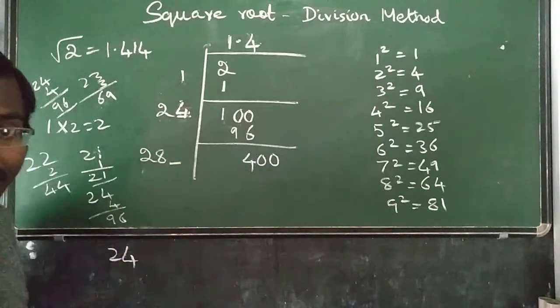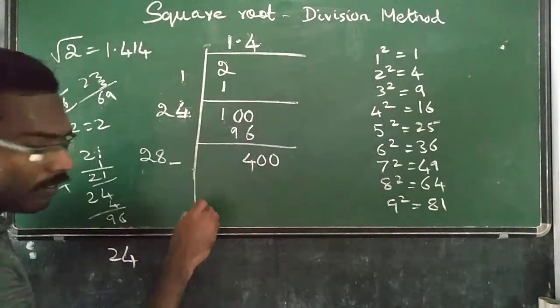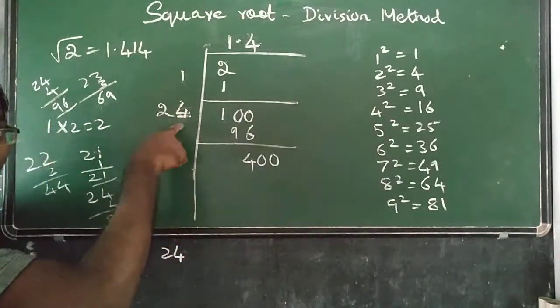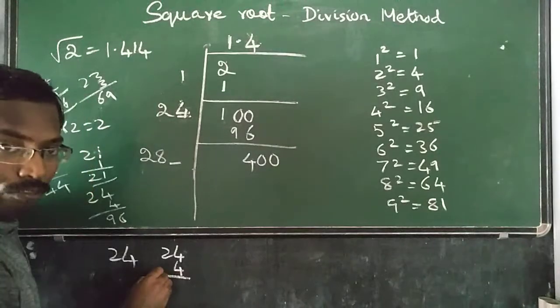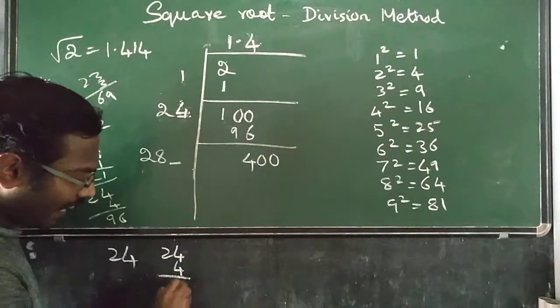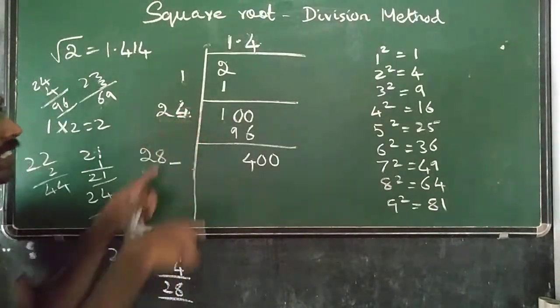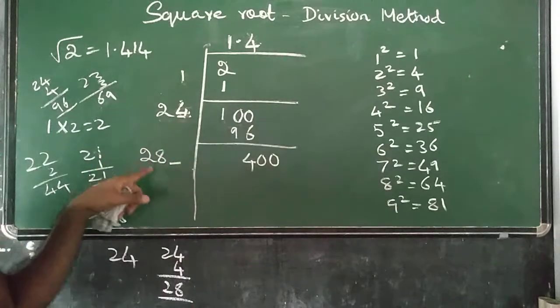If you have doubt here, do like this. Better, what you will do? Write this 24. The last digit is 4. So add the last digit again with 4. So that 4 twos are 8. Understood or not? Just do like this. Okay. So the last digit is 4, 24 plus 4 is 28.